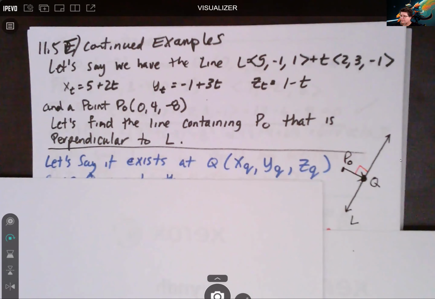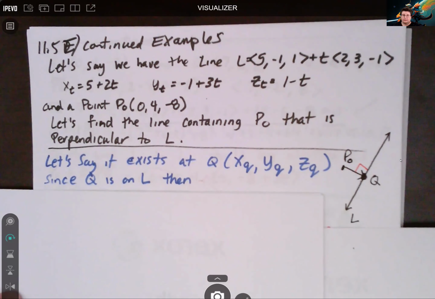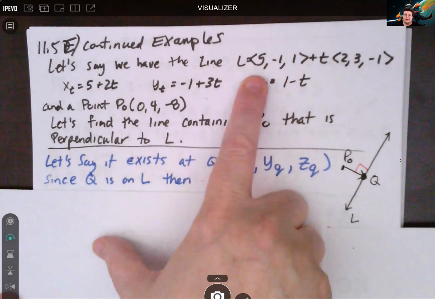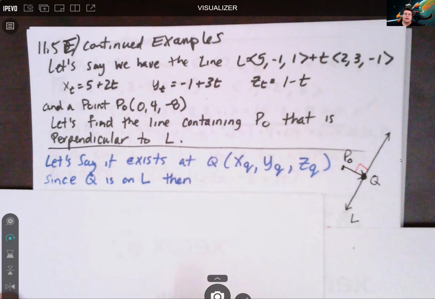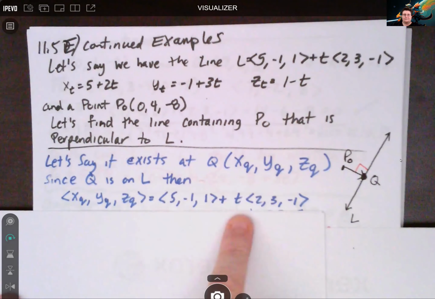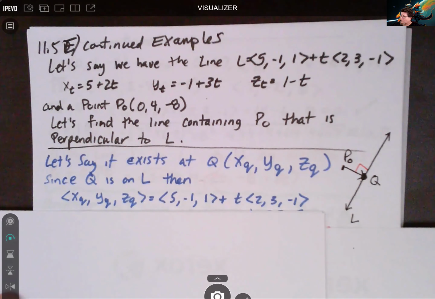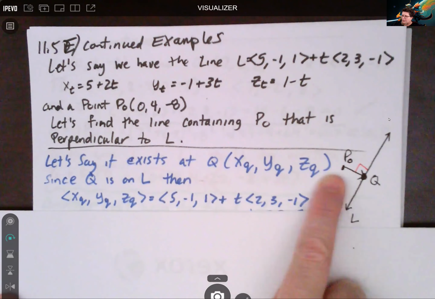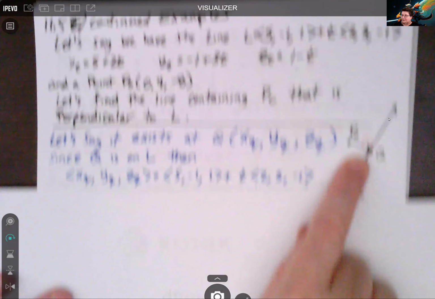Since Q is on L, it's on the line, so we can write it in terms of the parametric equations. I could say x of Q, y of Q, and z of Q is some variation of this. We just don't know what the t value is. That's what we're going to work with. What we need right now, we're going from P naught to Q. Maybe let's vectorize this.